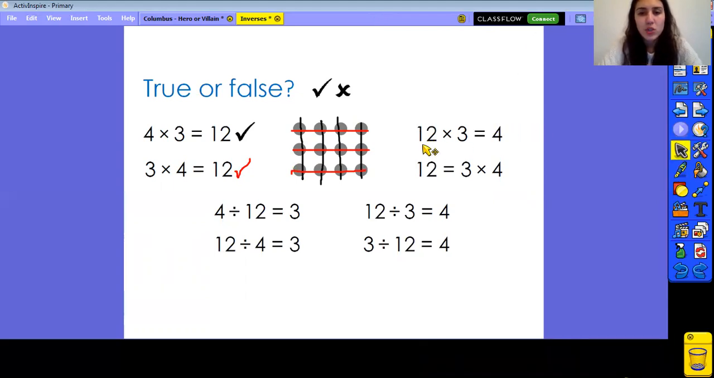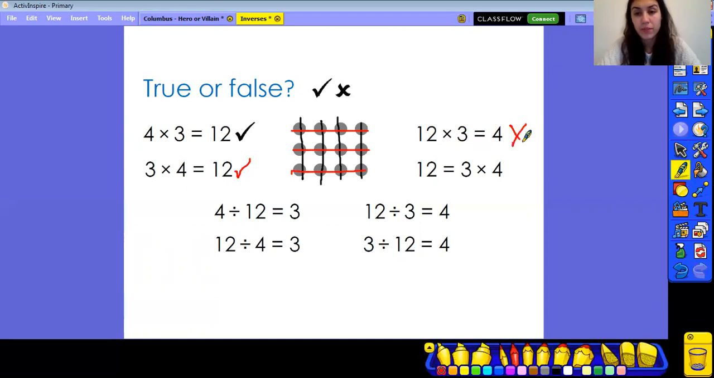Is it showing me 12 groups of 3? Well, no, because we know that it's showing me 4 groups of 3. And in this equation here, 12 is our biggest number. And when we have a multiplication, our biggest number cannot be next to our multiplication symbol. So I know that this one is false.